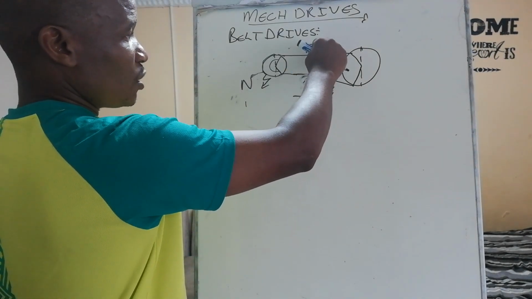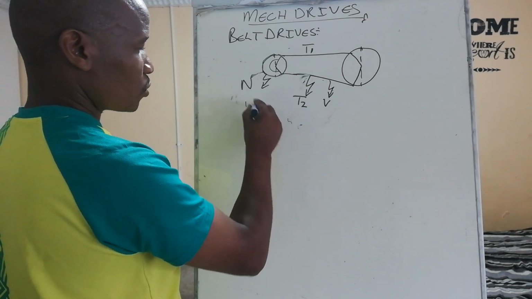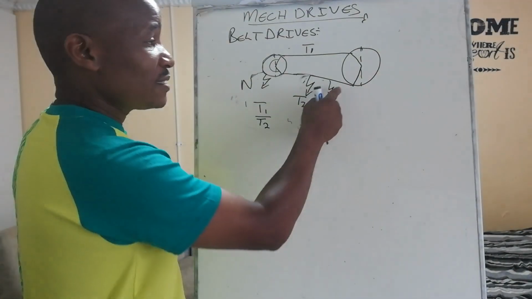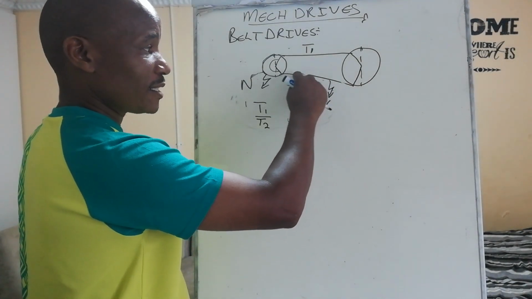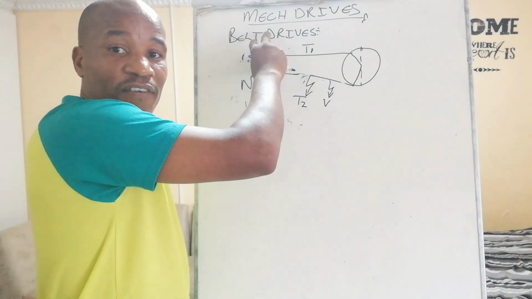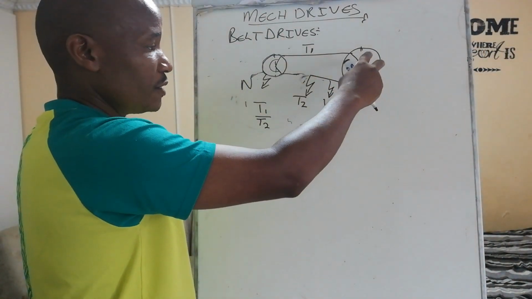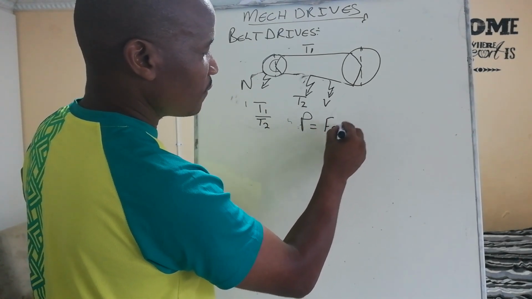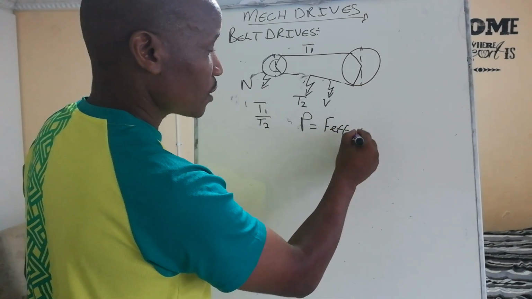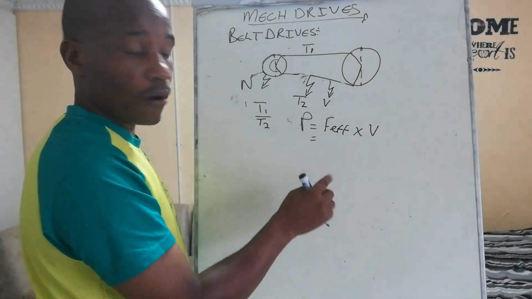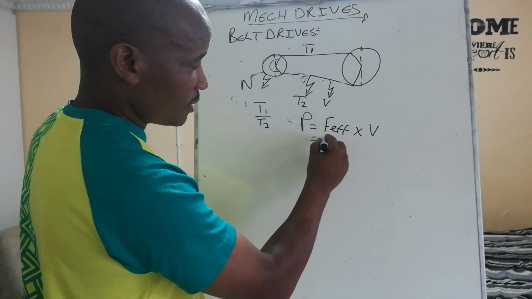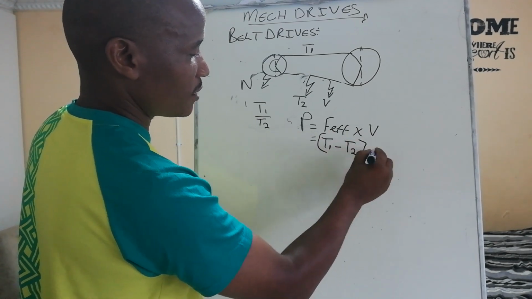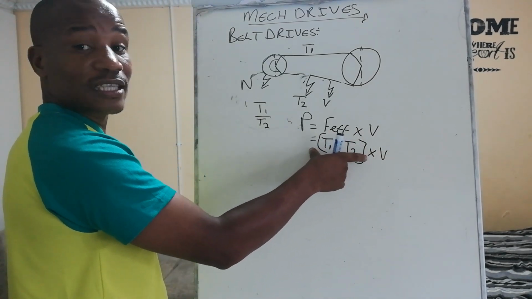Now, T1 over T2 is called the ratio. The power transferred by this belt from the driver pulley to the driven pulley is equal to the effective force multiplied by velocity. This effective force is the tension on the tight side minus the tension on the slack side, multiplied by velocity. This is the power.